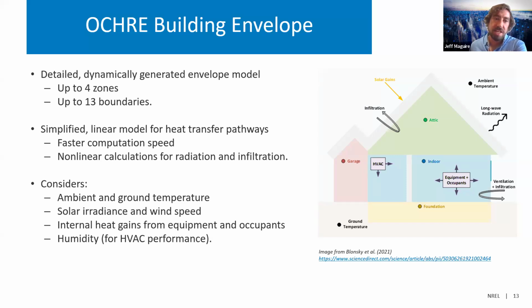We generally try to use simplified linear models for computational speed, but we can account for non-linear phenomena such as radiation. And then we also take weather data from NSRDB, or we sometimes use EnergyPlus weather files as inputs. So the model will be sensitive to the ground temperature, the ambient air temperature and humidity, solar radiance, wind speed. And the model also accounts for equipment, like if you're cooking, that shows up as a heat gain in the space. Occupants being present also count as heat gain. And we can also track humidity, primarily for how that affects HVAC and water heater performance.